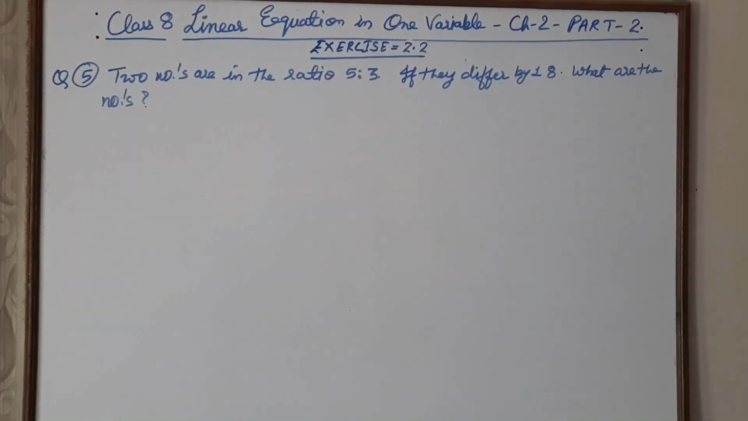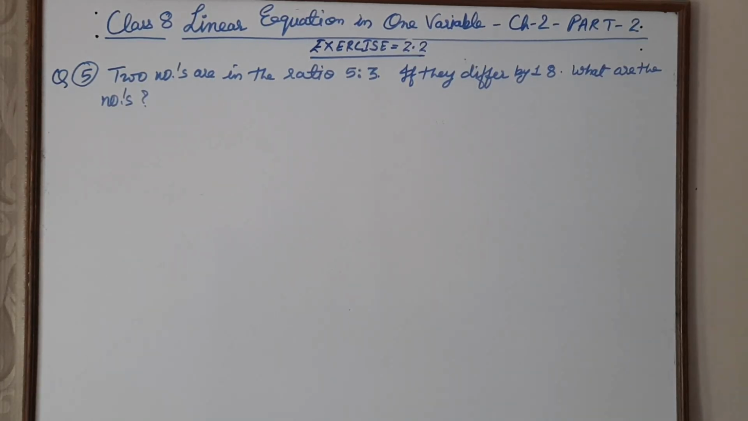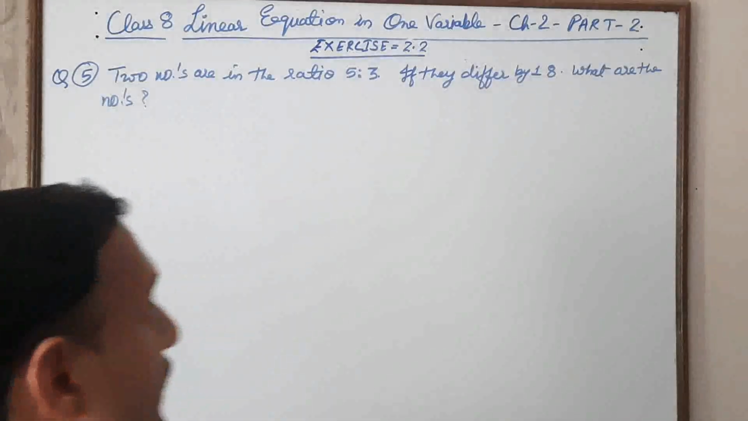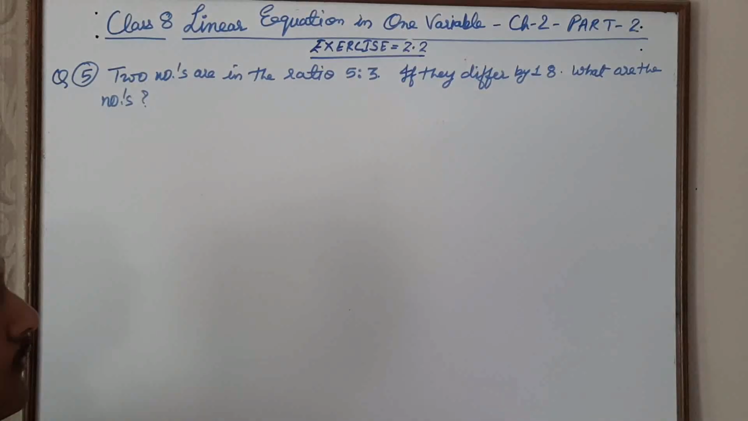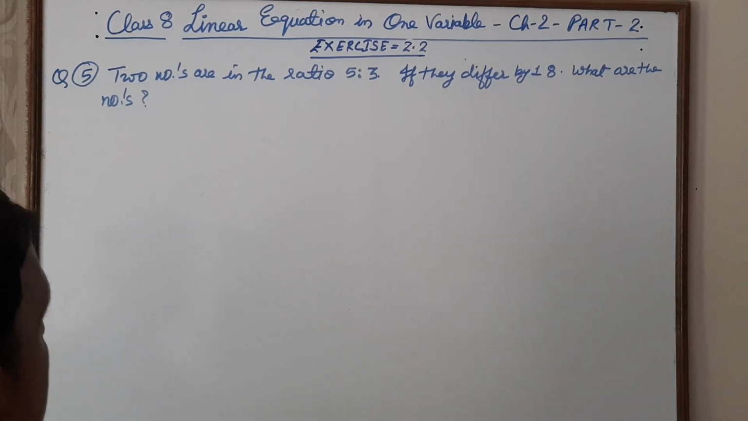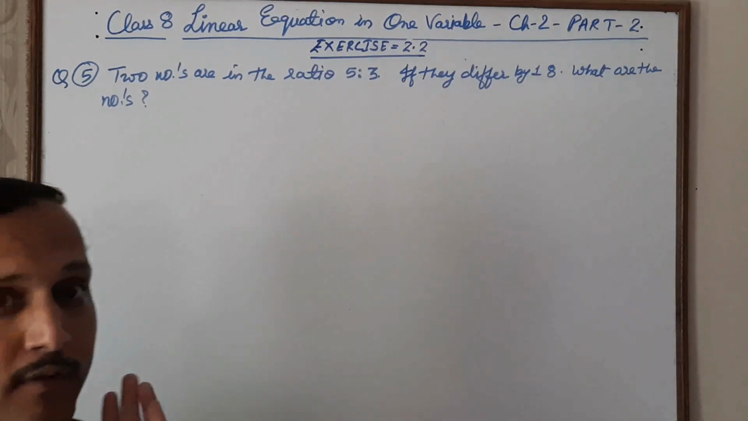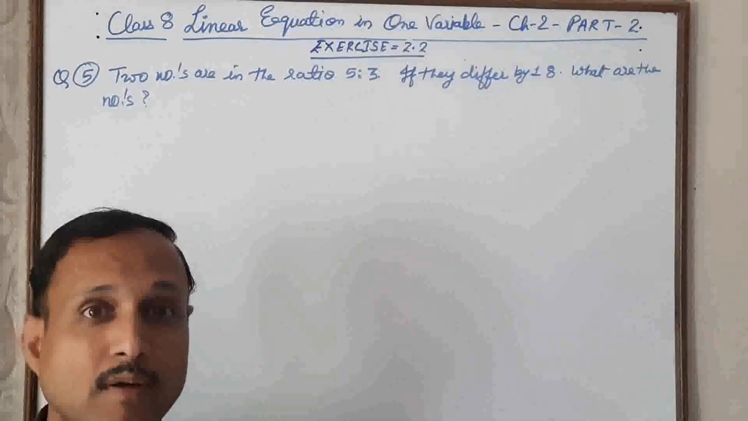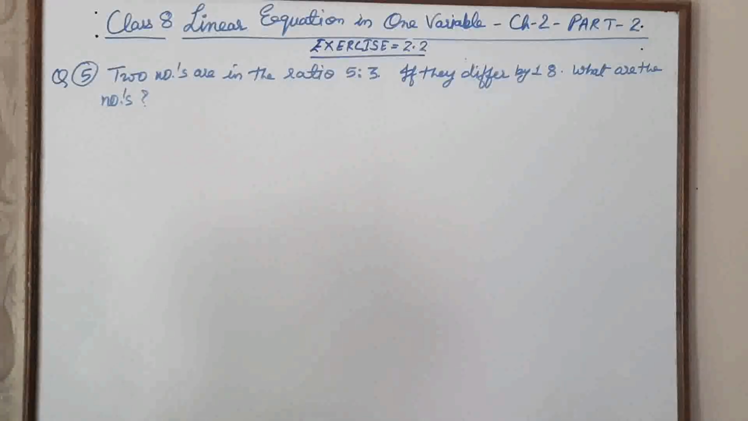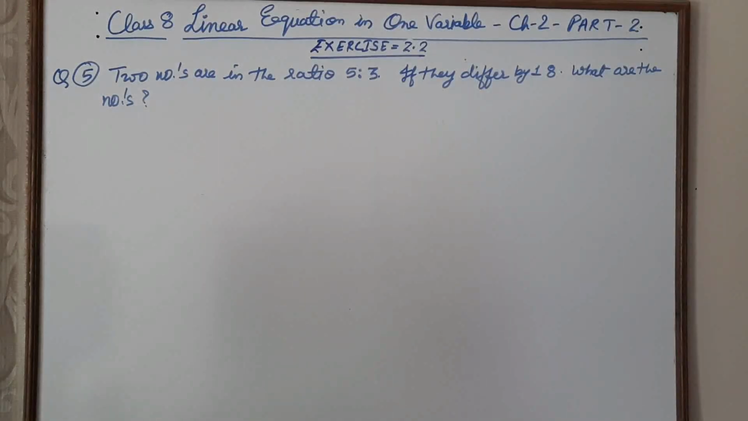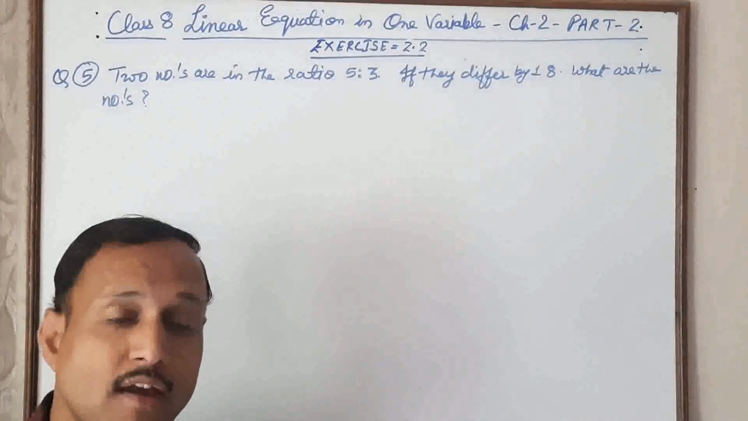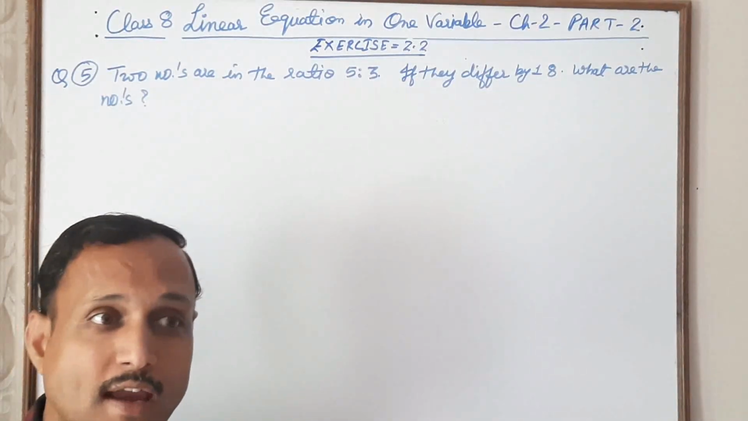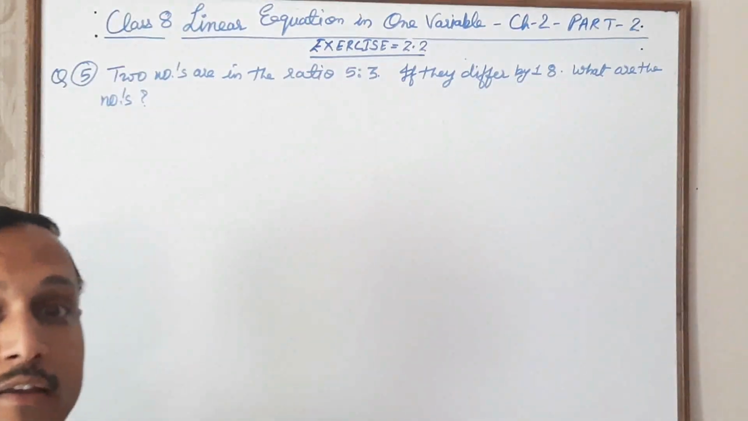Now let us begin question number 5. Two numbers are in the ratio 5:3. If they differ by 18, what are the numbers? So let's find out this question. Two numbers, we don't know the numbers, and whenever a ratio is given to us, we have to assume the numbers be 5x and 3x. Ratio is 5:3, therefore numbers are 5x and 3x. If the ratio is 7:9, then assume the numbers be 7x and 9x.